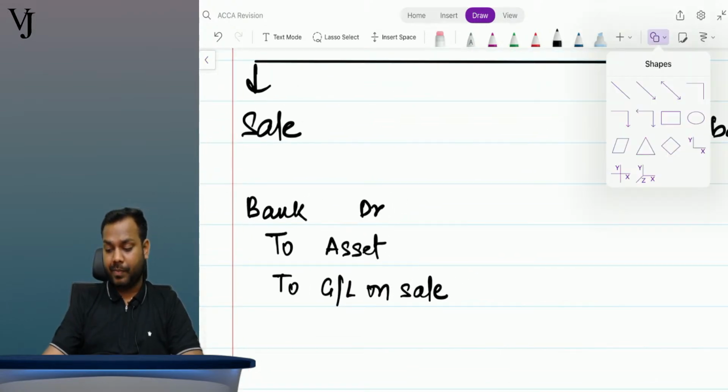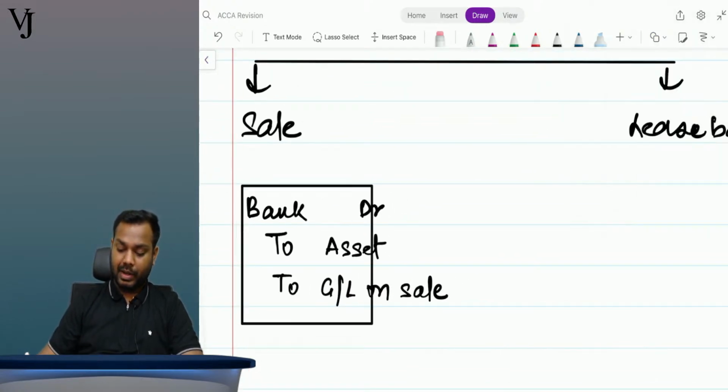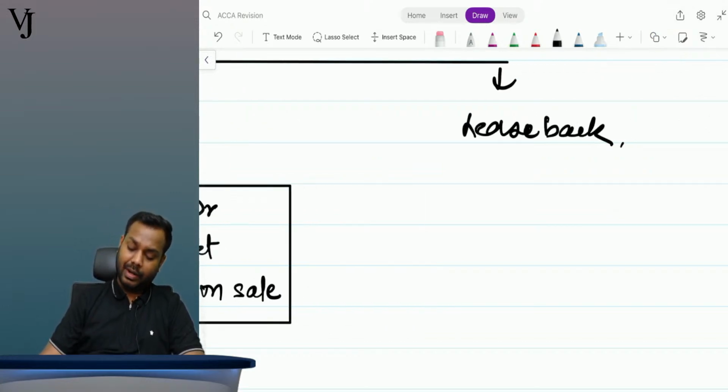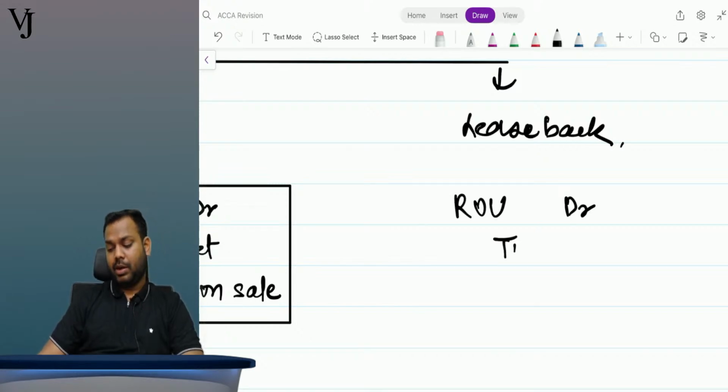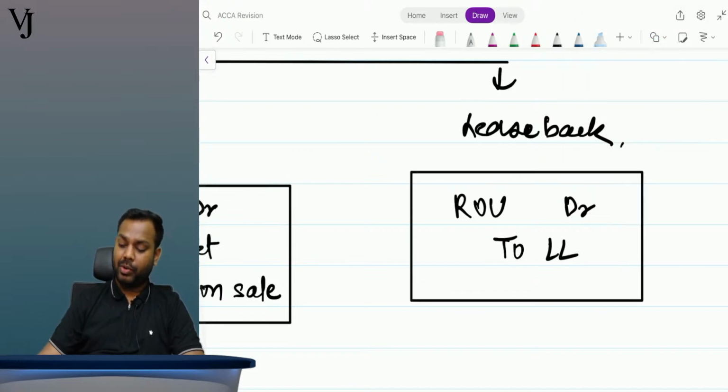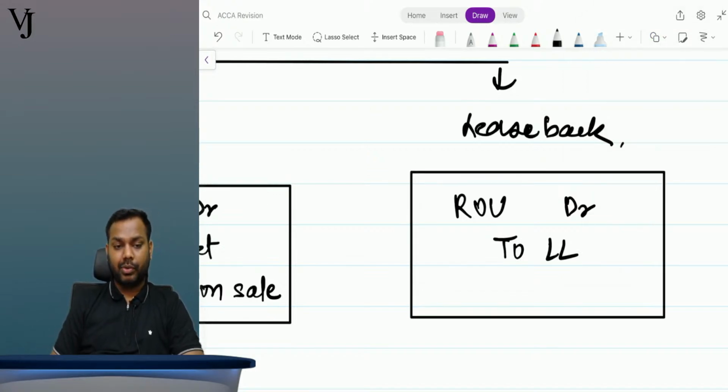Tell me, is it clear, everyone? The entry for sale. Now, what is the entry for lease? The entry for lease is ROU account debit to lease liability. Are these two entries clear to you?